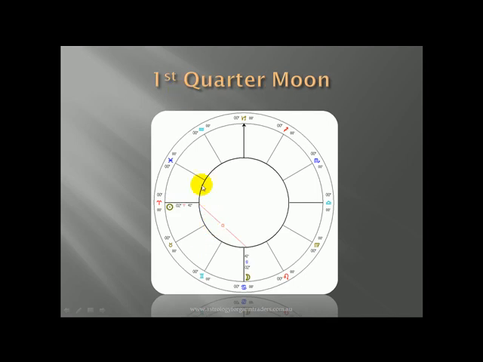And then the first quarter, you can see that they're square. So the moon is exactly square. It's in Cancer, and the sun has moved into Aries now. So you can see they're exactly square at 2 degrees of a cardinal sign.